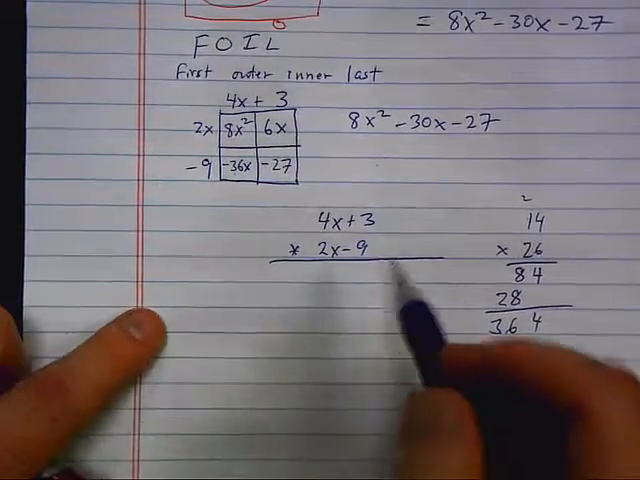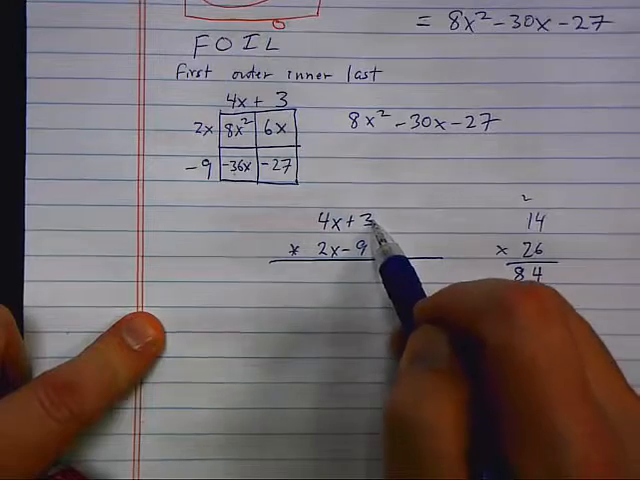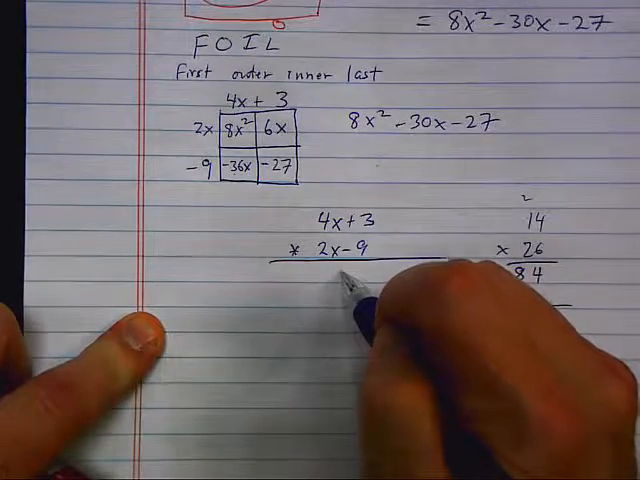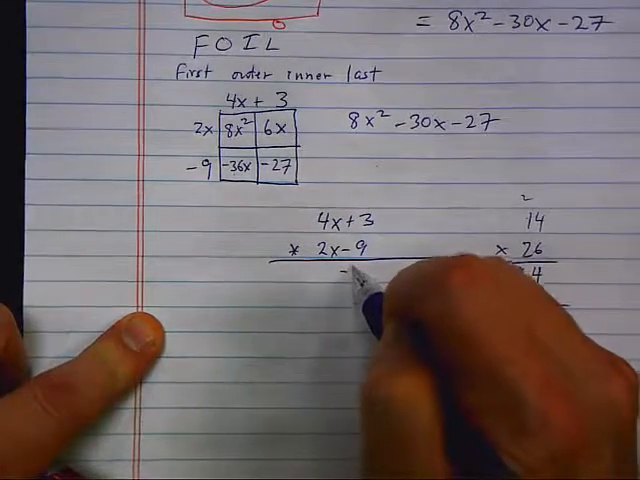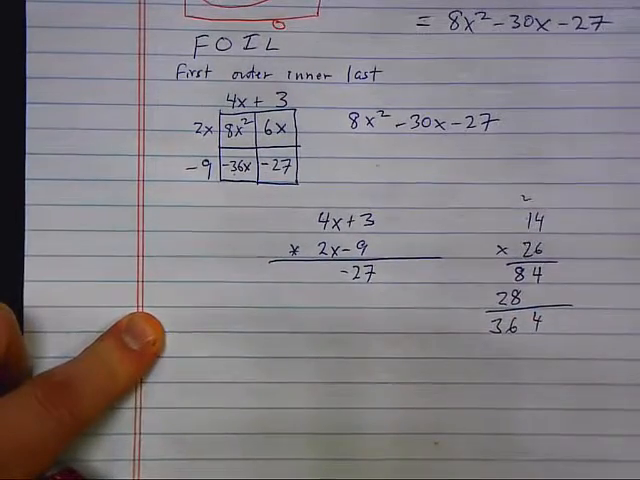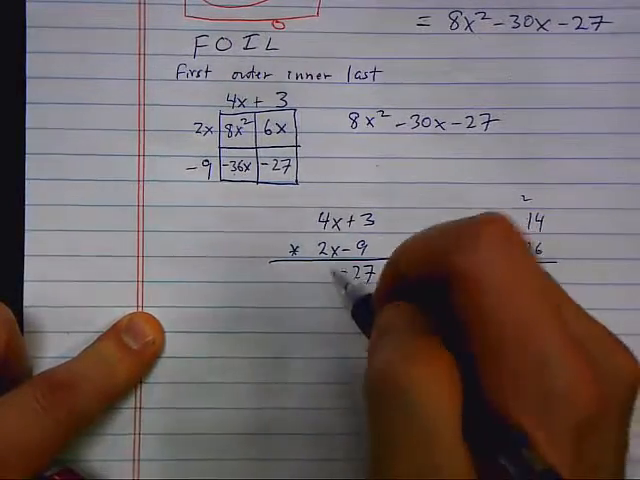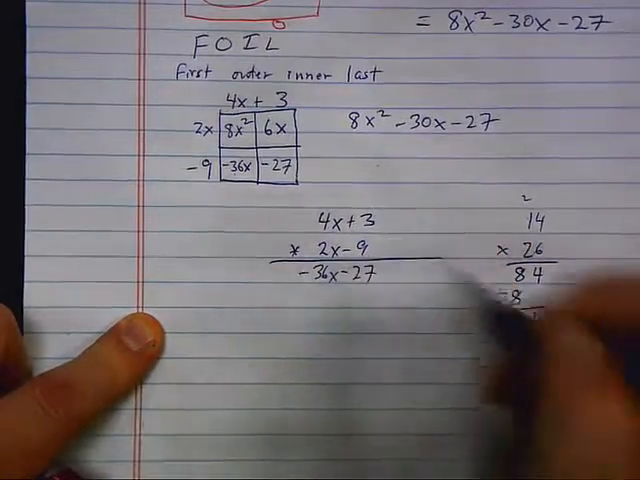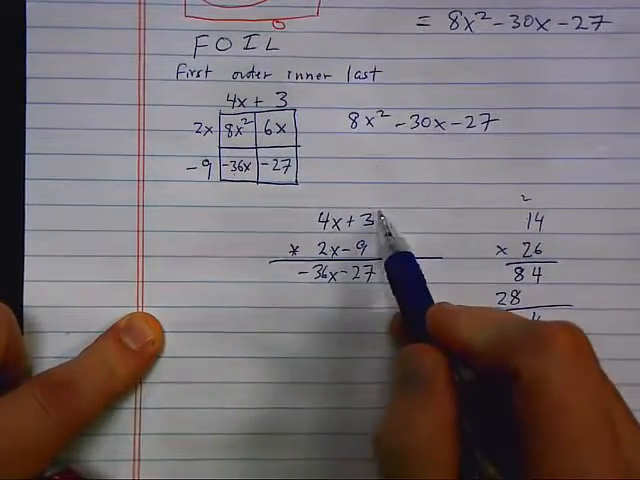364. Same thing happens here. You take the minus 9 and multiply it by the 3. What's minus 9 times 3? Negative 27. You take the minus 9, multiply it by the 4x. Negative 36x. You take the 2x, multiply it by the 3.